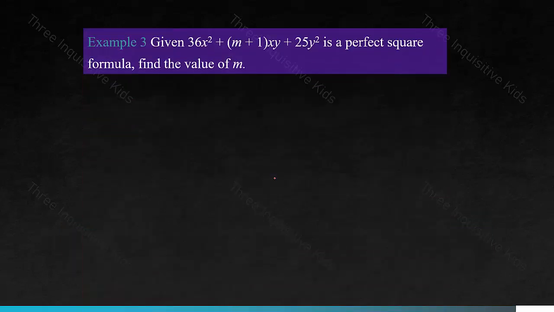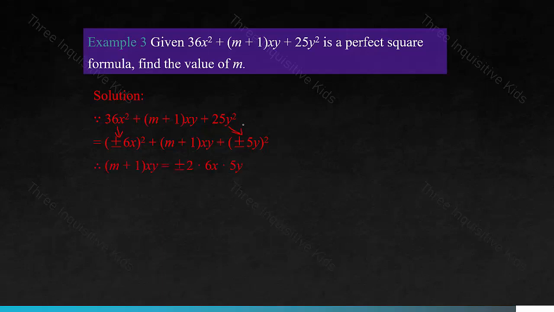Given that 36x squared plus m plus 1 times xy plus 25y squared is a perfect square, find the value of m. Solution. Because 36x squared plus m plus 1 times xy plus 25y squared equals positive or negative 6x squared, remember, it's not just positive, it's also negative, plus m plus 1 xy plus positive or negative 5y squared. We kind of reverse this 36x squared and this 25y squared. And now we're trying to find what our a's and b's are in the perfect square formula.